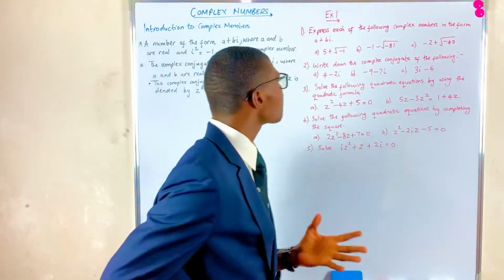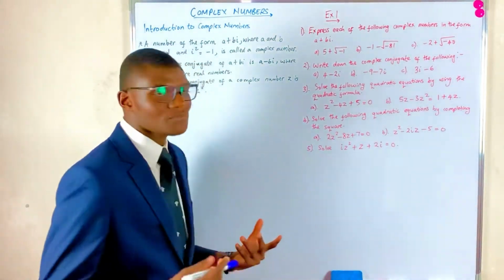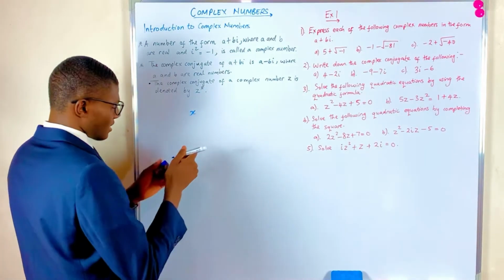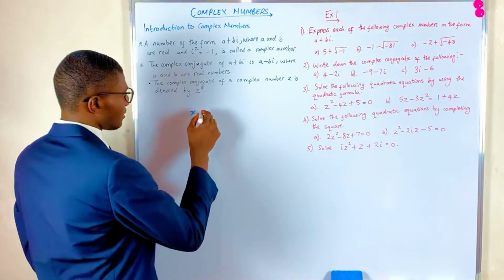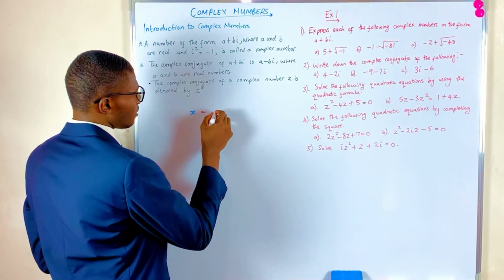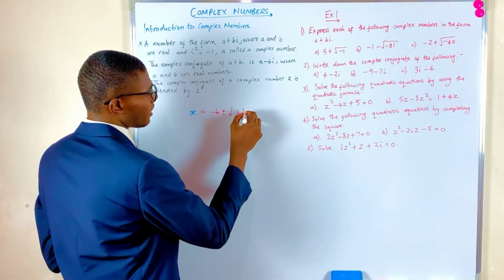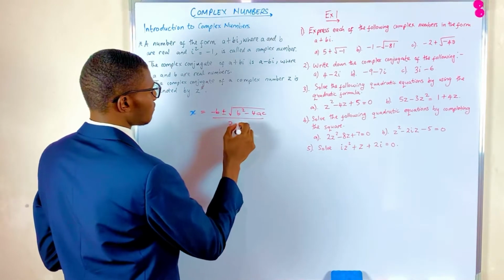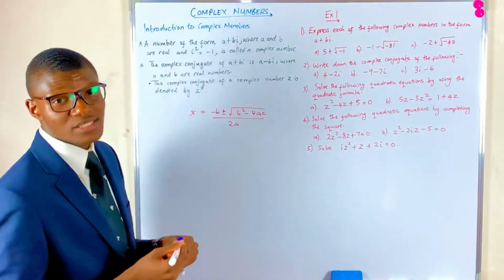So to start off, we know that when you're solving quadratic equations using the quadratic formula, the quadratic formula says x is equal to minus b plus or minus the square root of b squared minus 4ac, all of this over 2a, right? So we know that that's the quadratic formula.